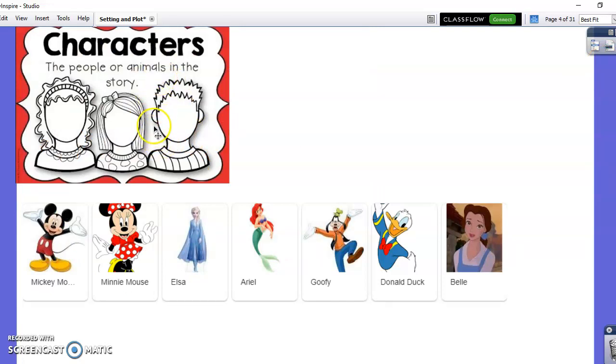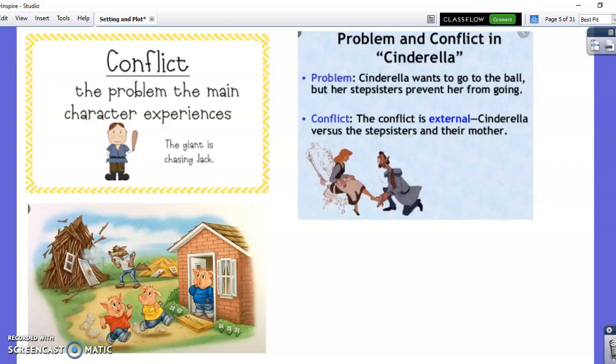Characters, just remember, characters are the people or animals in the story that talk and act. If you're watching a movie or a show, the actors are the characters in the show. Conflict is the problem the main character or characters experience, like the giant chasing Jack in Jack and the Beanstalk was the conflict or the problem.